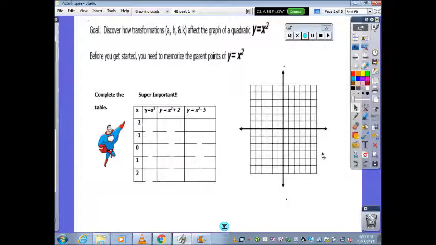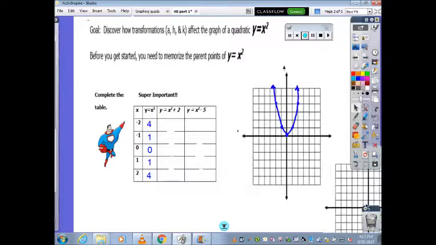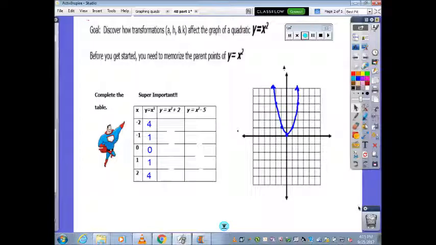So for our parent graph, if we plug in -2 for x, we're going to get positive 4. -2 squared is positive 4, -1 squared is positive 1, 0 squared is 0, 1 squared is 1, and 2 squared is 4. Graph those coordinates and it should look like the following shape. Anytime you graph a quadratic function, it's going to look like a U. This is what I consider our parent points.